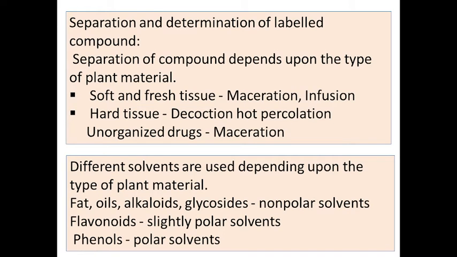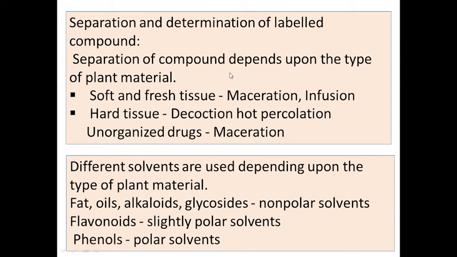In the decoction method, the drug is boiled with solvent, and generally water is the solvent used in the decoction process. The drug is boiled with the solvent for 10 to 15 minutes. After that, it is kept for a period of 1 hour so that complete extraction takes place, and it is filtered through the strainer and collected, and the volume is maintained up to 100 ml. That is the decoction process.